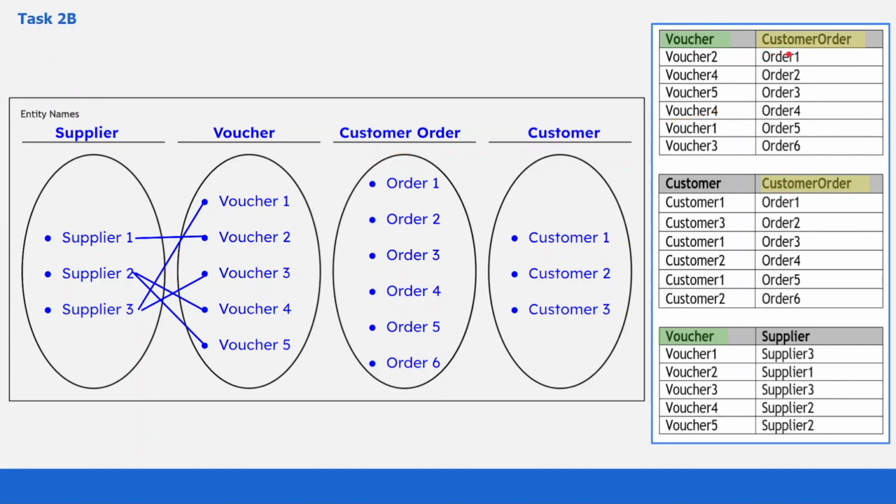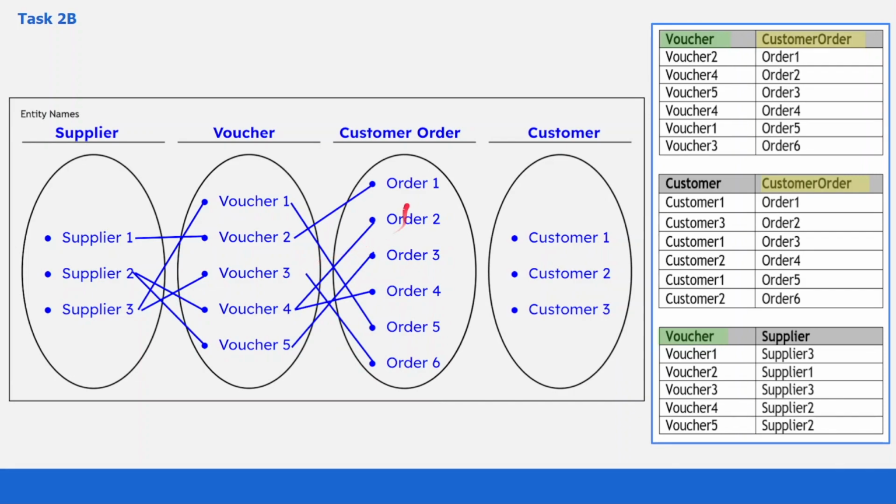Within this relationship, the customer orders are in numerical order, so I'm going to go from that side of the relationship. Order 1 matches up with voucher 2, so we draw a line between it. Order 2 goes to voucher 4, order 3 to voucher 5, order 4 to voucher 4, order 5 to voucher 1, and order 6 to voucher 3.